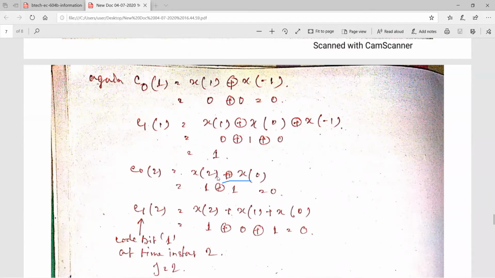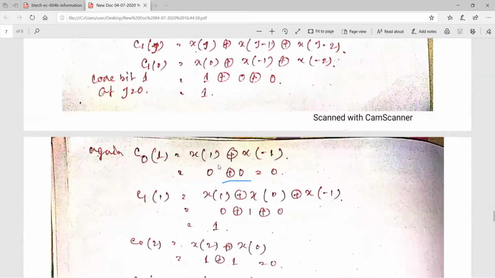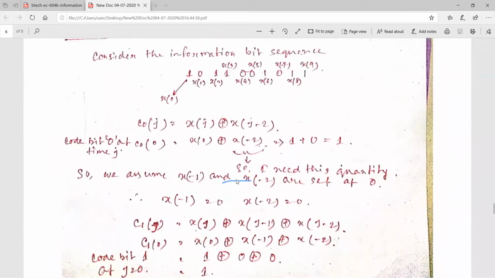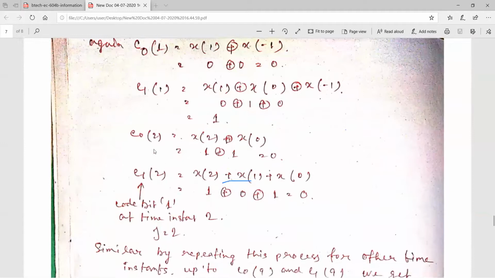Okay, so what is the value of x2? X2 is 1 and x0 equals 1 from this information bit sequence. That means x0 equals 1. So what is the value? 1 XOR 1 equals 0.